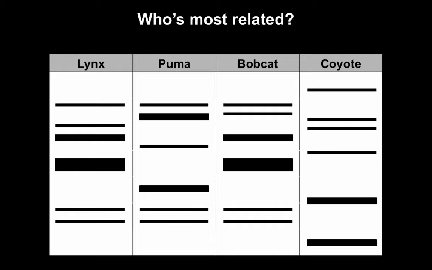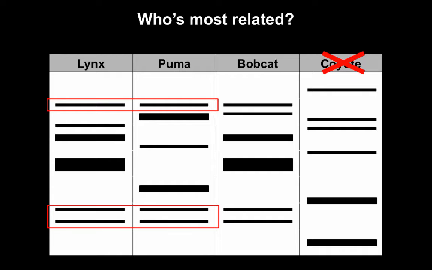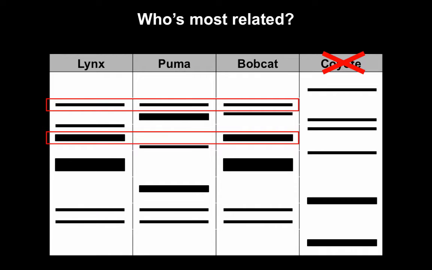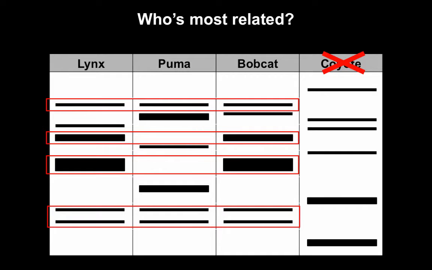So now let's look at how all this starts to go together. So who's most related in this situation? This is a DNA fingerprint. Right off the bat, you should be able to see the coyote is definitely the least related. None of these bands really match up with anybody else. Now let's look at the lynx and the puma. They've got some similarities, but not a whole lot. The bobcat, however, and the lynx have a large number of bands related. So they have the most related DNA, so we're going to say they are the most related.